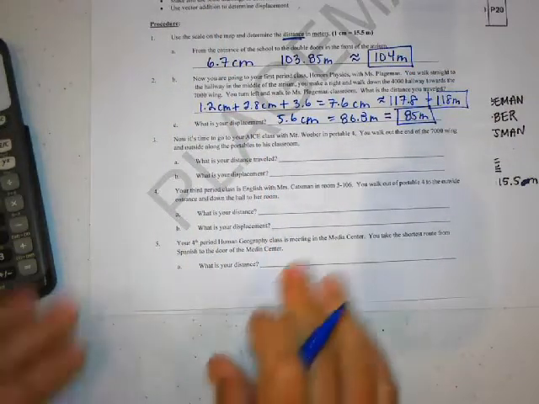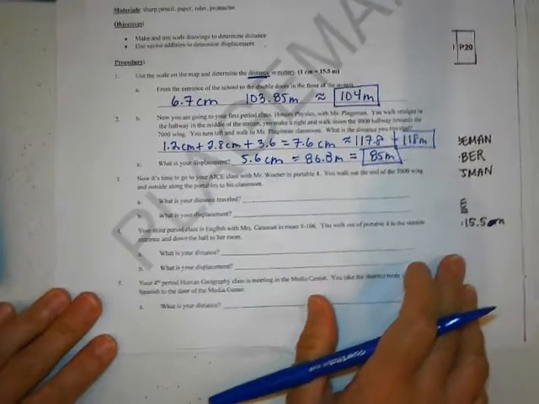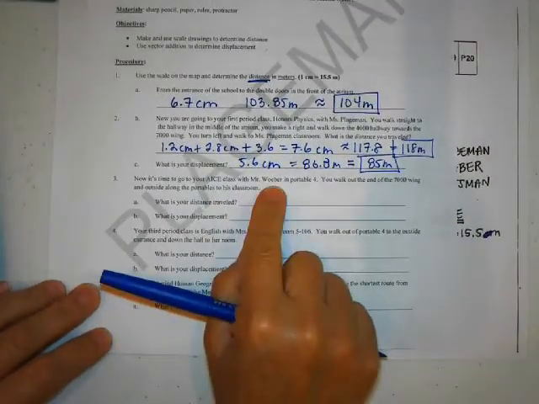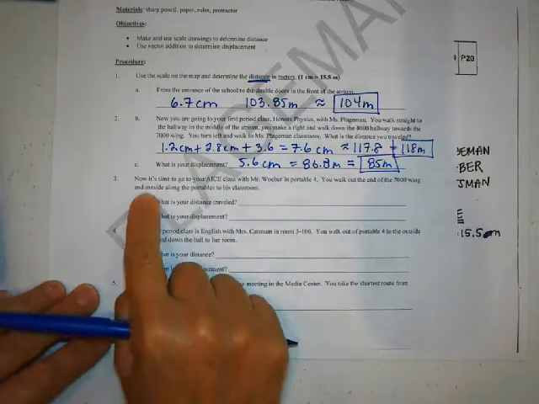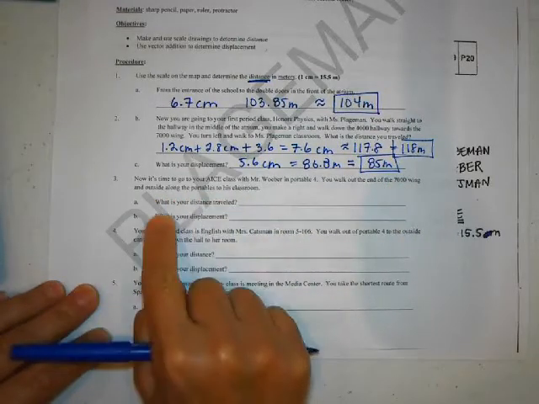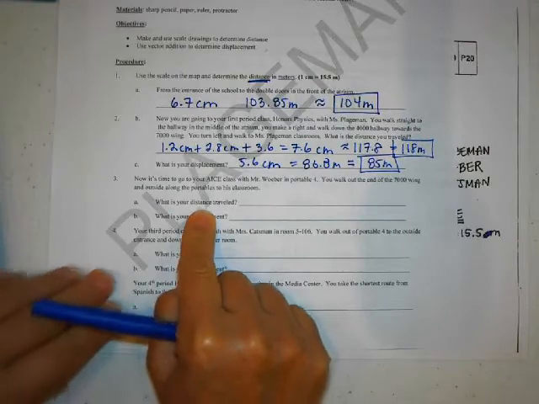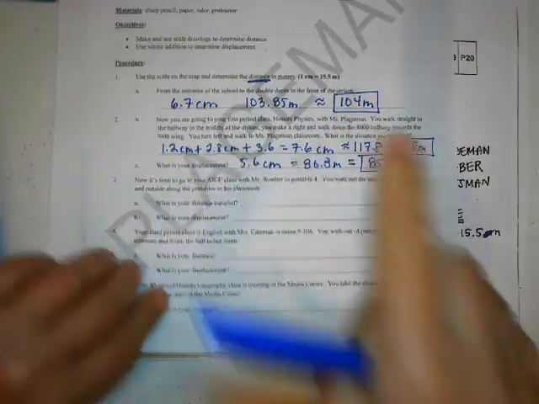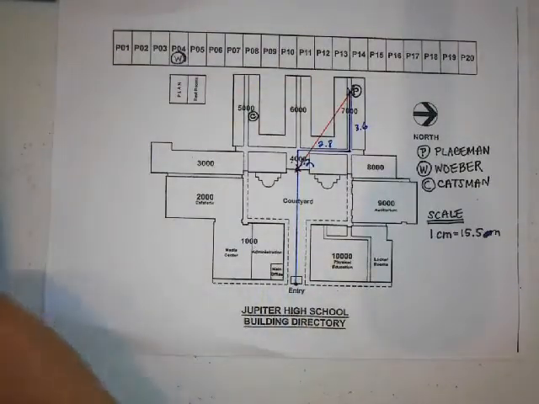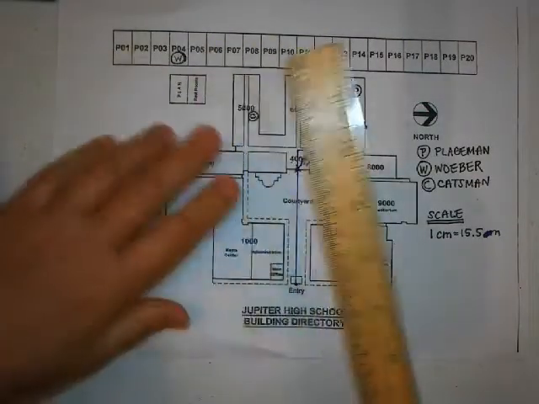Now it's time to go to your ACE class with Mr. Wober in Portable Ford. You walk out of the end of the 7000 wing and outside along the portables. What is the distance you traveled? Okay, so now, we're just going from my room to Mr. Wober's room. Mr. Wober was in my class when he was in high school.